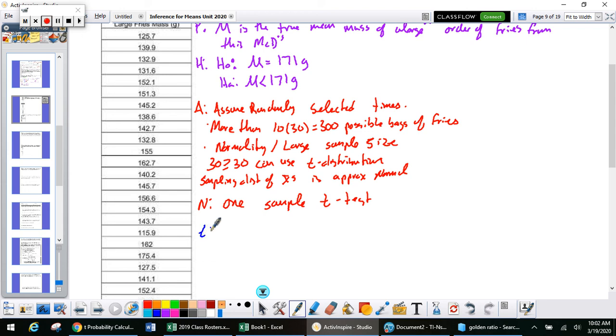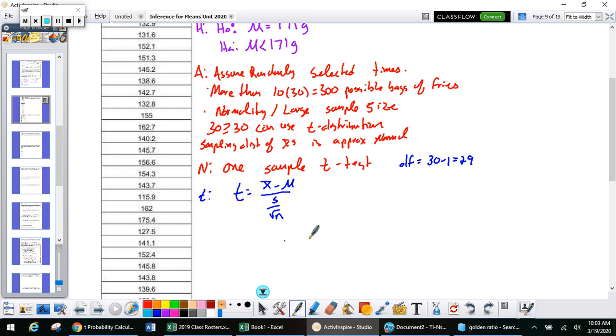So our test statistic looks like this. I know it says t here for test statistic, but you have to put t equals, because it's a t-score. It's x bar minus mu over s over the square root of n. Now remember, I wrote t, so I also need my degrees of freedom: sample size minus 1, which would be 29. Okay? So now I need to go grab my sample mean and the standard deviation, and calculate my test statistic.